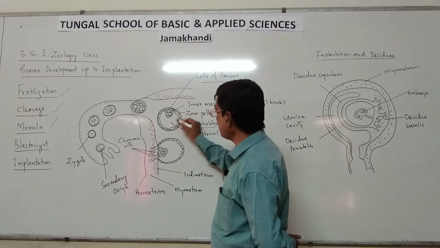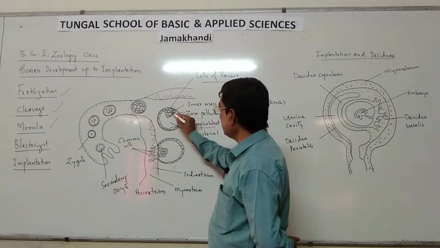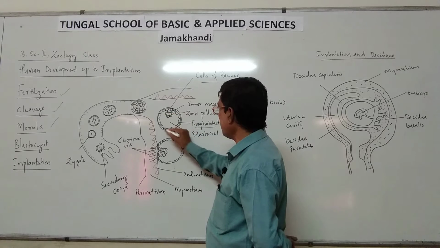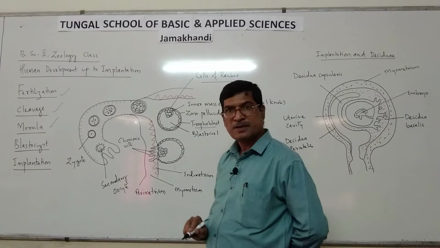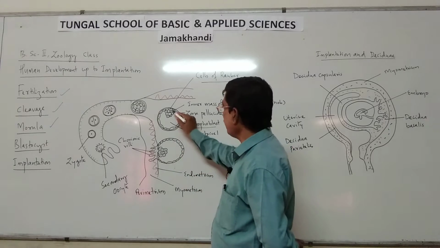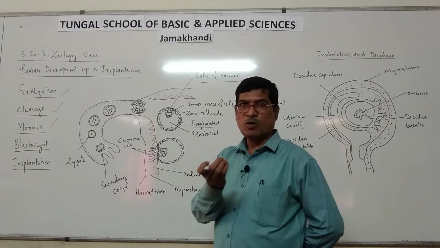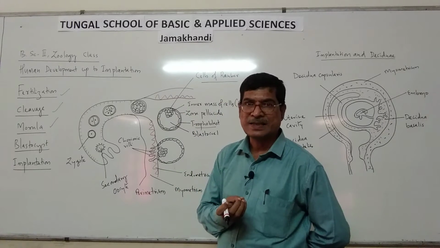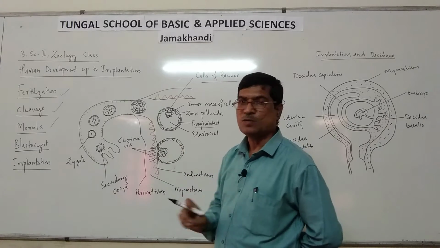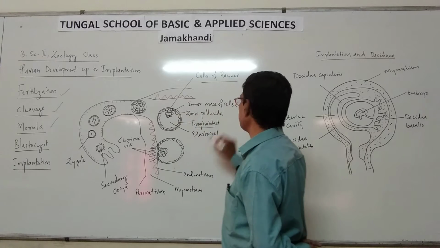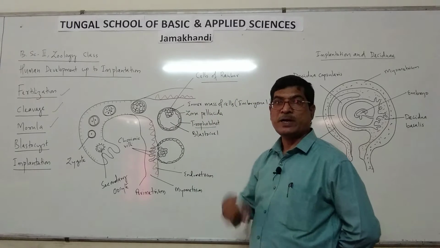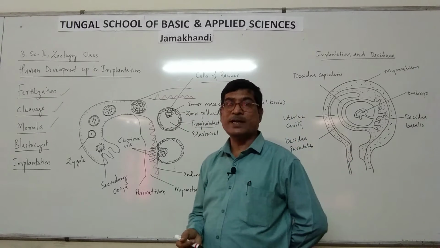Okay? So here, the cavity is covered by flattened cells. This layer is called the trophoblast layer. At one region, a small mass of cells is formed and this is attached to the trophoblast. This mass of cells, the inner cell mass, is going to develop into the embryo, the actual embryo.